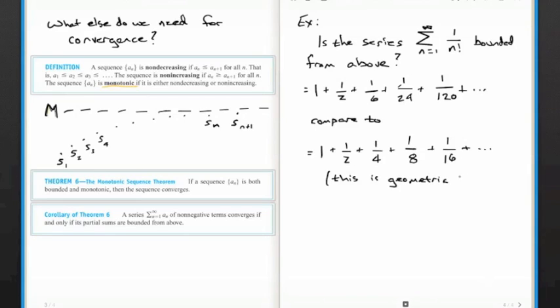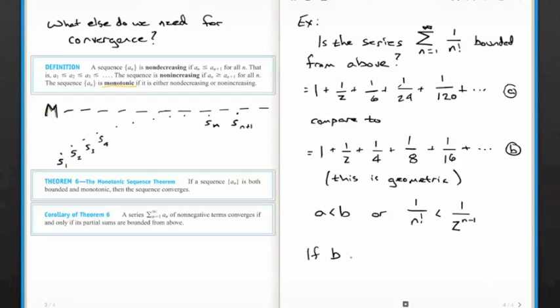This is geometric. So this one, if I call this one A, and I call this one B, I know that A is always going to be less than B, or I could also say that 1 over n factorial is always less than 1 over 2 to the n minus 1, which represents this one here. So one is always less than the other.